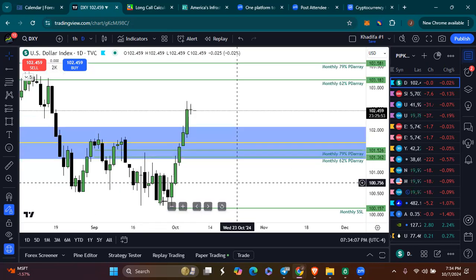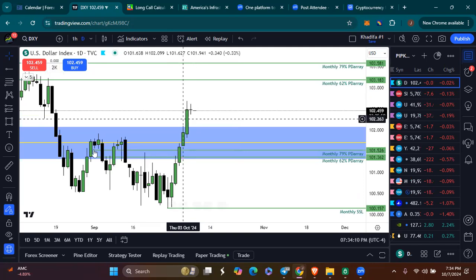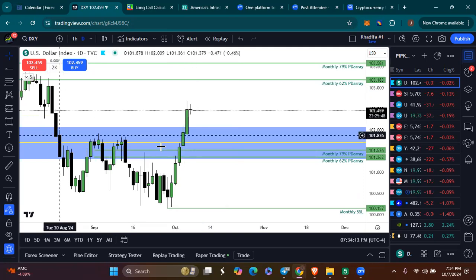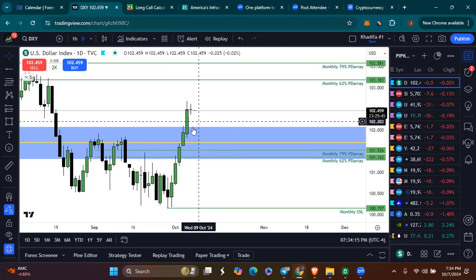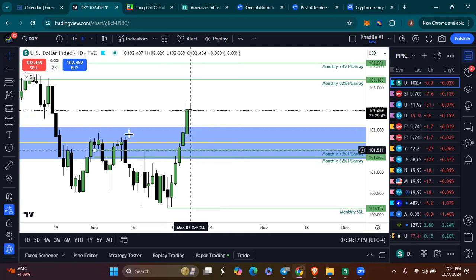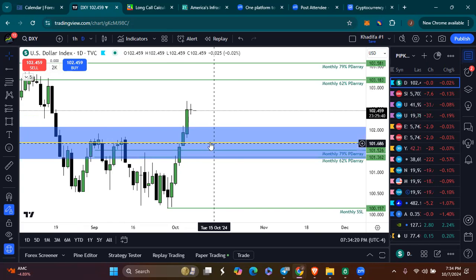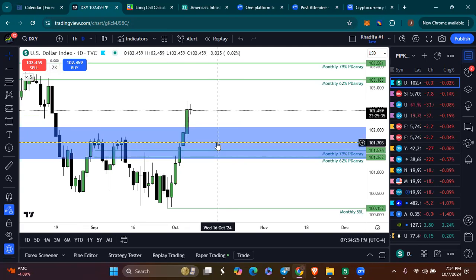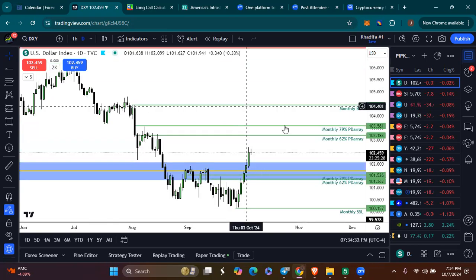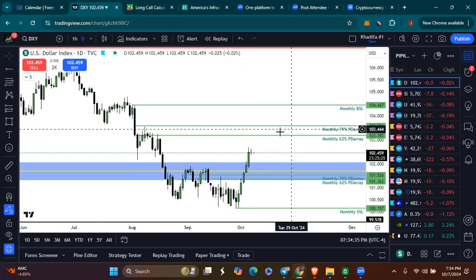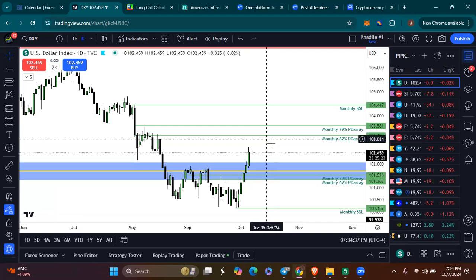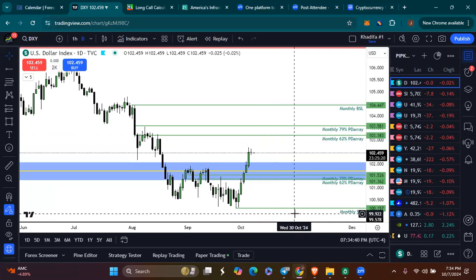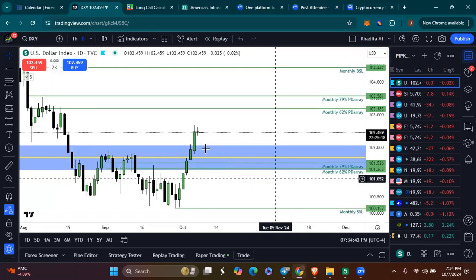Now, being that we broke back above this daily inverted fair value gap so aggressively, I'm looking for us to pull back down into that fair value gap, in particular the consequent encroachment of that fair value gap, the halfway mark. And then I want to see us shoot up to these monthly PD arrays before selling off. That's what I would like to see.